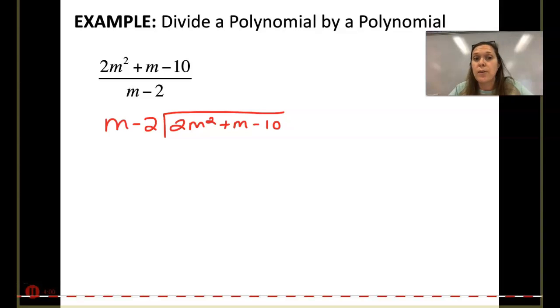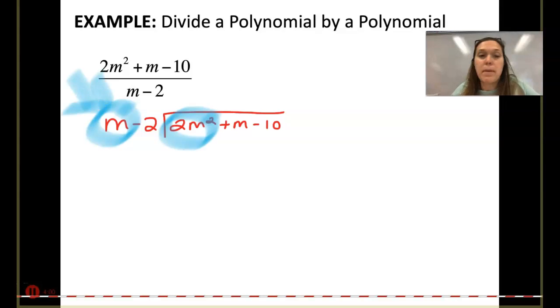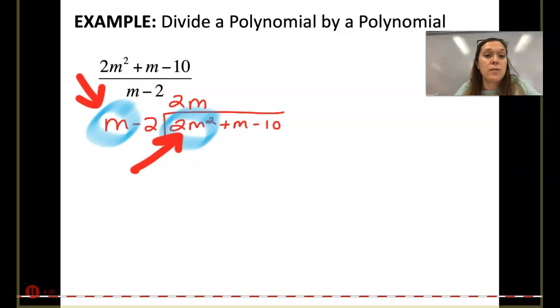Okay, so pay very close attention. I'm going to try to go slowly through this. But the first thing that we need to focus on is just this m right there and this 2m squared right there. So what do I need to multiply m by to get to 2m squared? Well, m times 2m, does everybody see how that would be 2m squared?